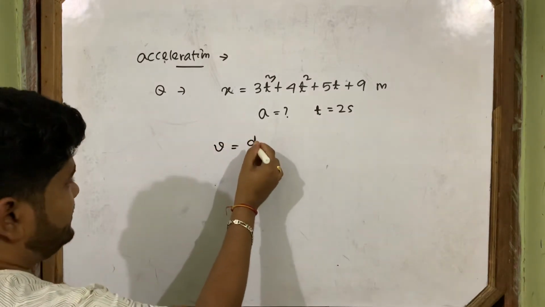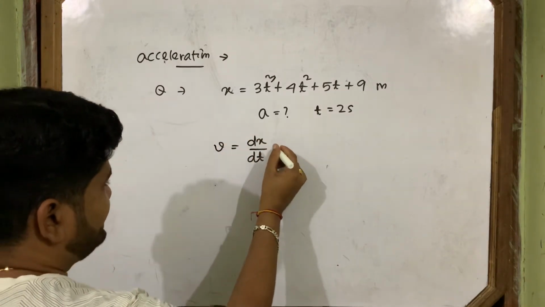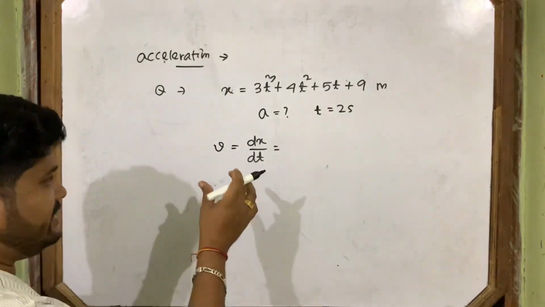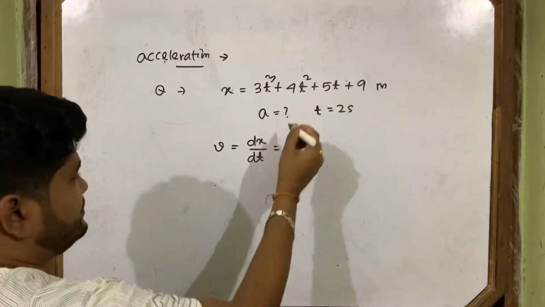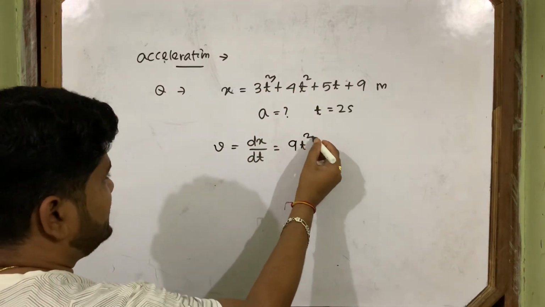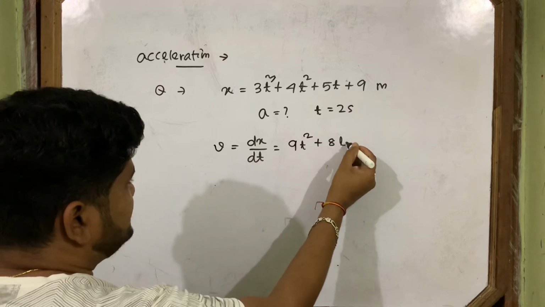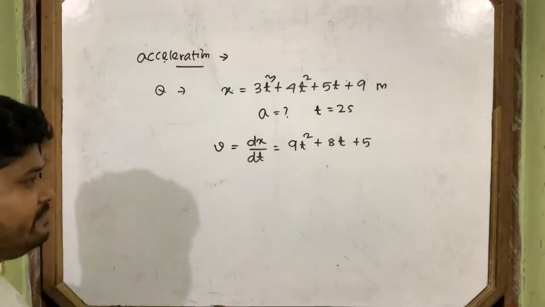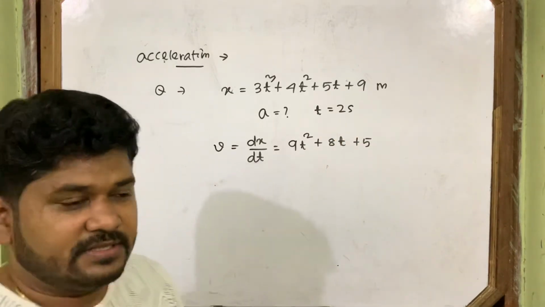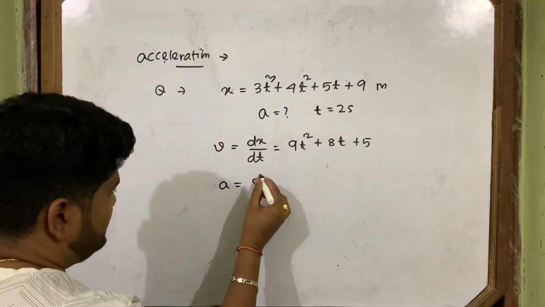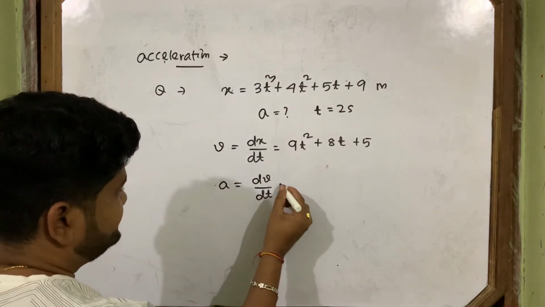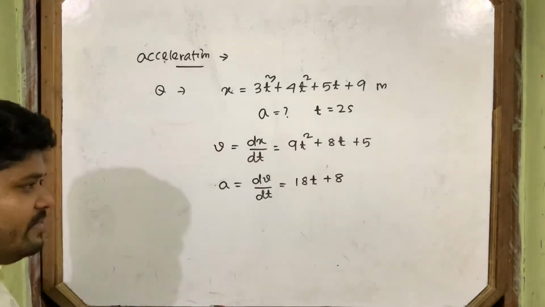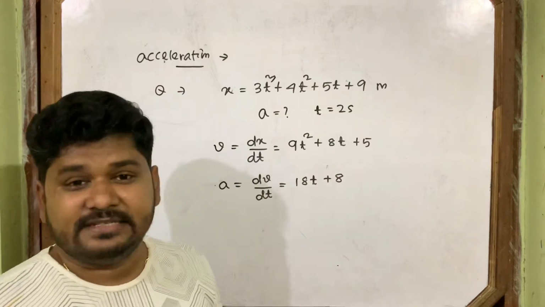First, if you do the derivative, you will get speed. dx by dt, you will get speed first. If you do the derivative of this, you get 9t square plus 8t plus 5, and the derivative of the constant is 0. This is the derivative done once. Then to get acceleration, again you have to do the derivative, dv by dt. So this is 18t plus 8. This is the instantaneous acceleration.